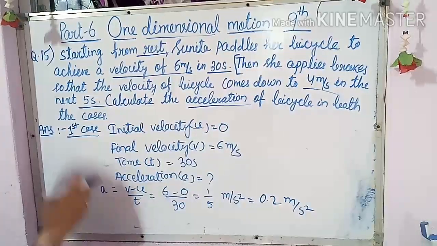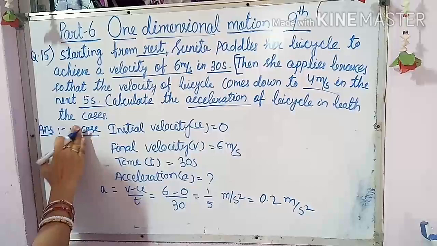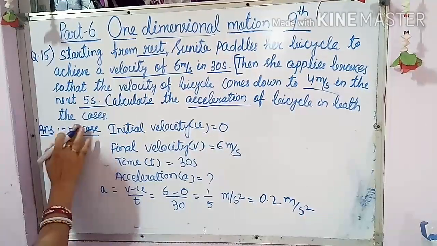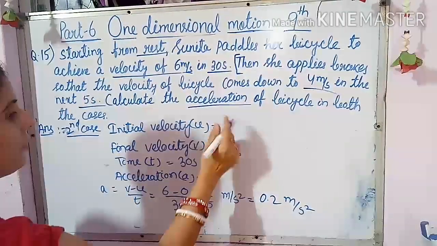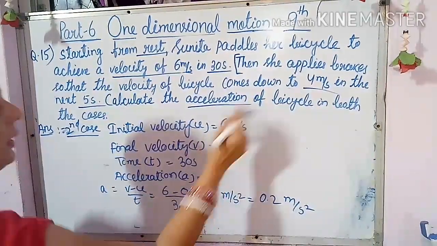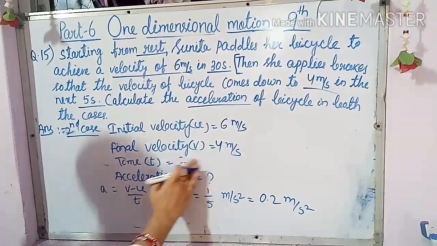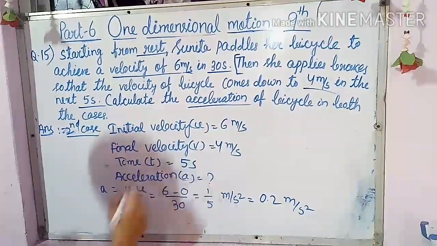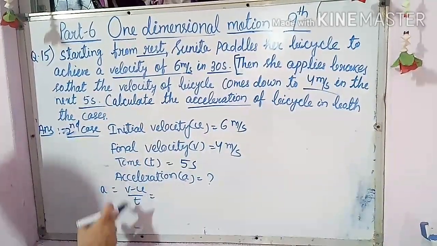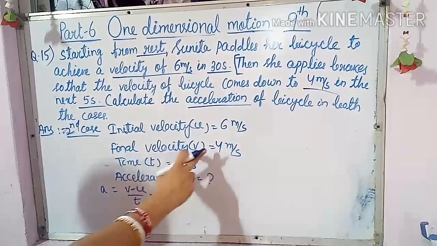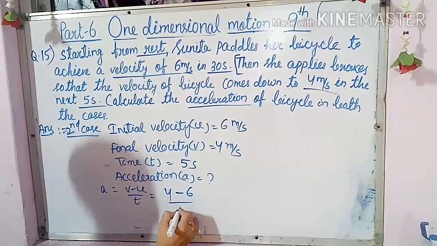Now we will go to the second case. No need to worry, you only have to change the initial and final velocity. In the second case, the initial velocity will turn into 6 meter per second, the final velocity will be 4 meter per second, and time is 5 seconds. The same way, apply the same formula, no need to worry. So a equal to v minus u by t. What is v here? That is 4. What is u here? That is 6, and t is 5.